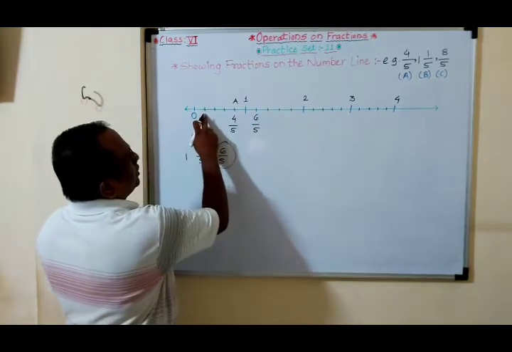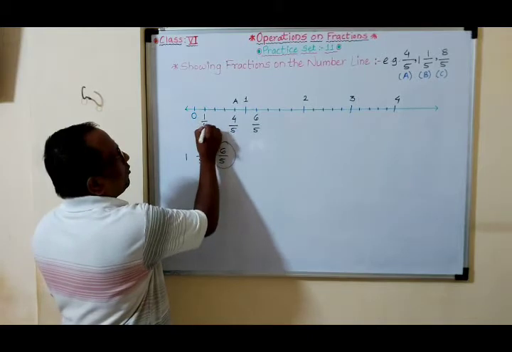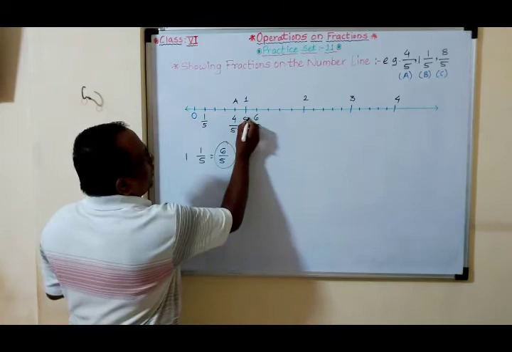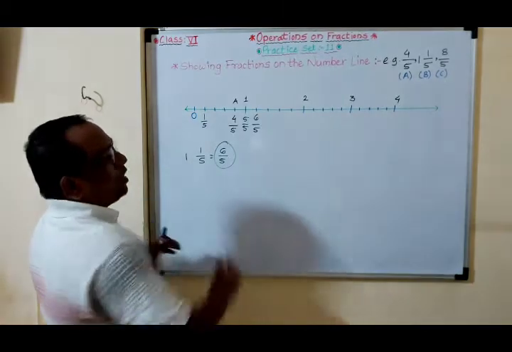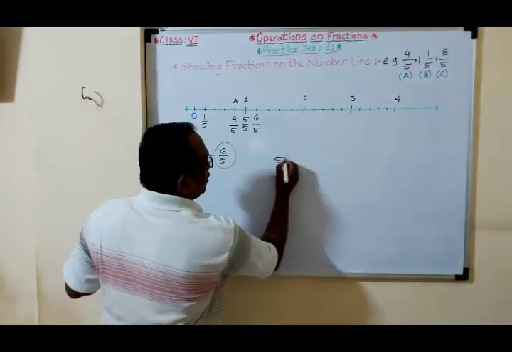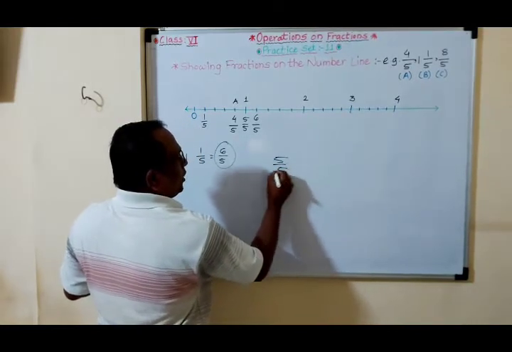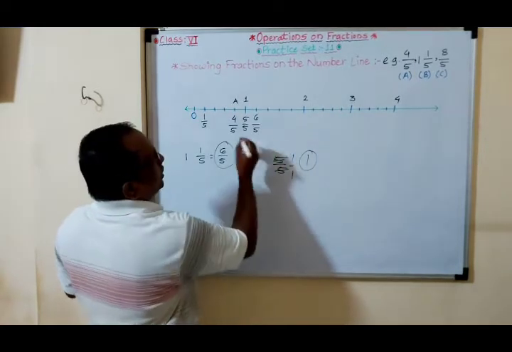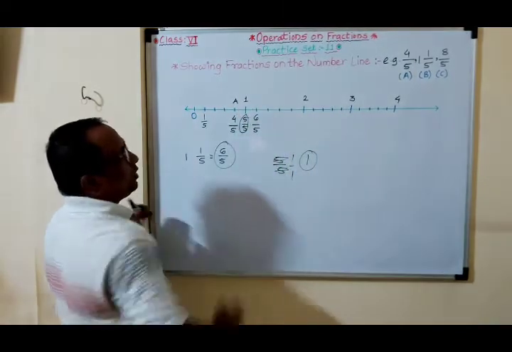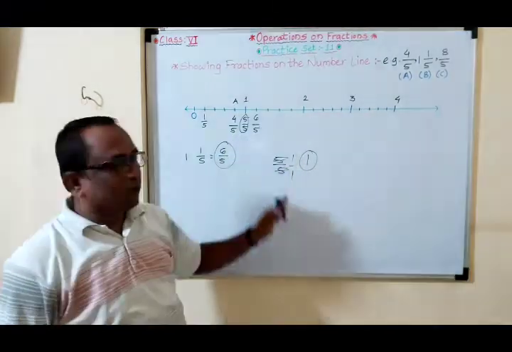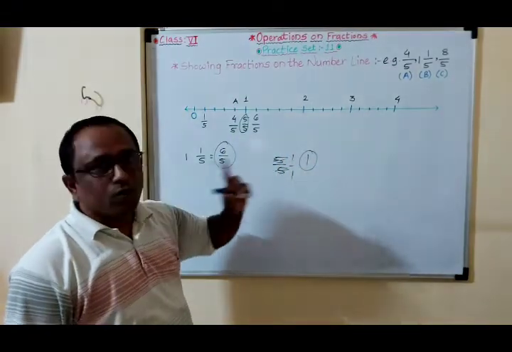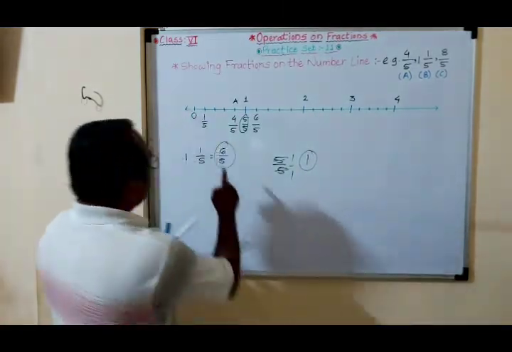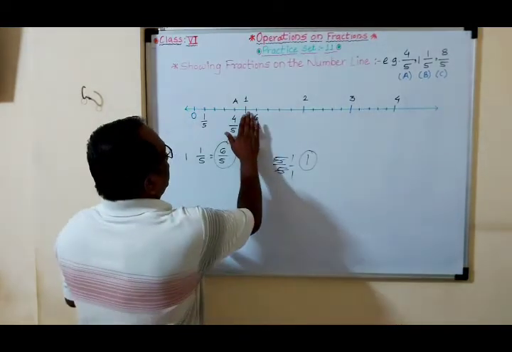See, the first one is 1 upon 5, 2 upon 5, 3 upon 5, 4 upon 5, here 5 upon 5. Now look students, 5 upon 5. If we divide, 5 ones are 5, then what do we get? 1 ones are 1, so we got 1. That's why 1 is here. 5 upon 5 means if we divide the numerator by the denominator, we get 1. So 5 upon 5 is 1. Now 6 upon 5. I will rub this.